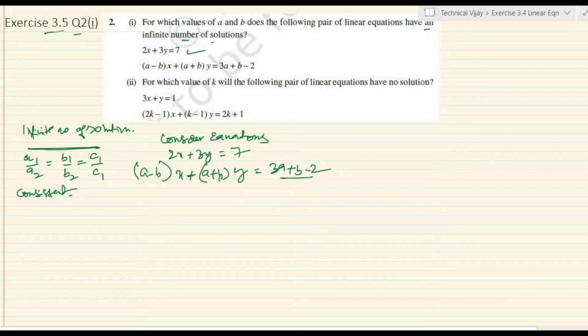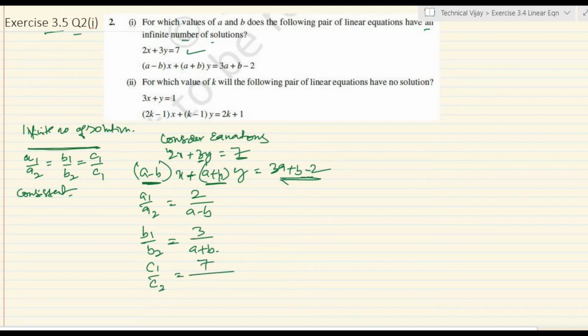So here a1 is 2, a2 is a minus b, b1 is 3, b2 is a plus b, c1 is 7, c2 is this total term. So we will see a1 by a2 is equal to 2 divided by a minus b, b1 by b2 is equal to 3 divided by a plus b, and c1 by c2 is equal to 7 divided by 3a plus b minus 2. Infinite number of solutions means these must be equal to each other. Okay, so here what he is asking, for what values of a and b, so a and b values should be such that all should be equal.